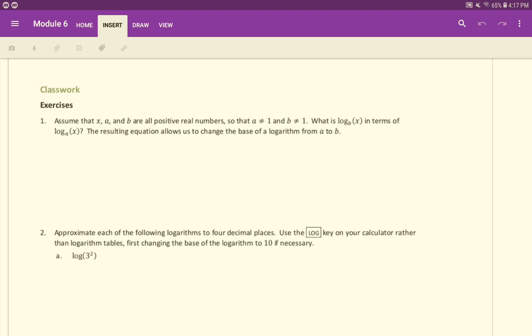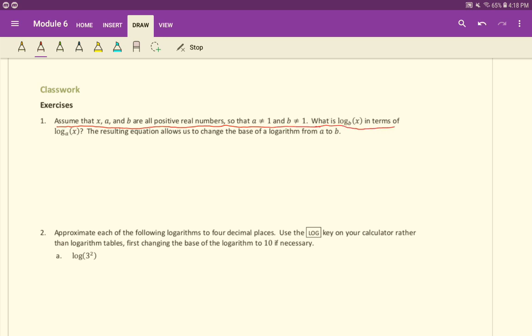Okay, so our first question here is we're asked to assume that x, a, and b are all positive real numbers so that a is not equal to 1 and b is not equal to 1. What is log base b of x in terms of log base a of x? The resulting equation allows us to change the base of a logarithm from a to b. Okay, so let's examine that.